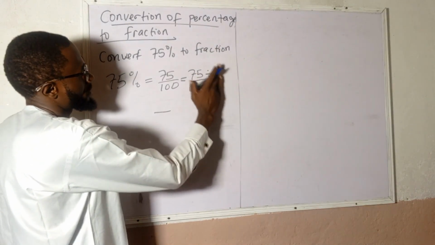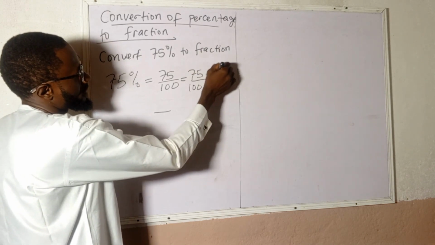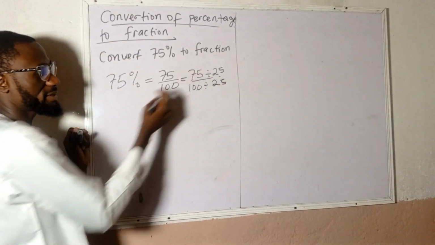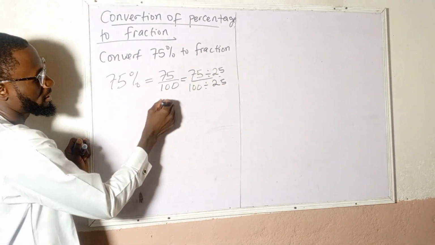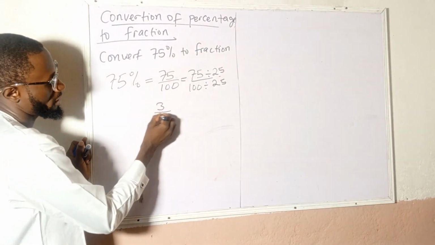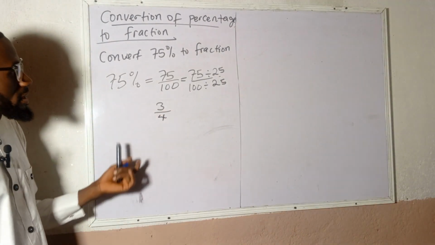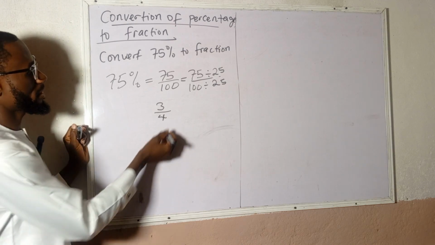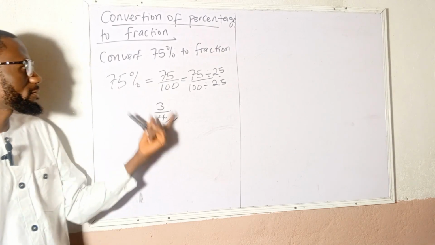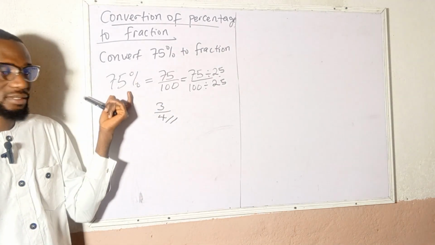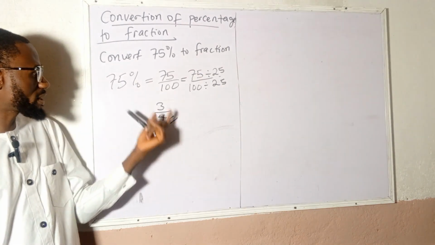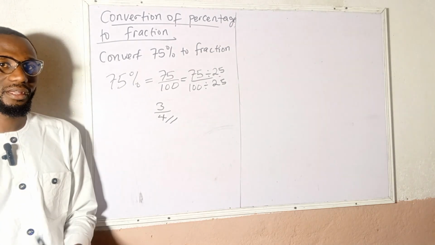Let's use 25. How many 25s here? Let's say 25 also. 25 in 75 is 3. How many 25s do you have in 100? We have 4. Then the next thing to do, we are going to conclude it by saying this is the fraction form of 75%. Once you are asked to convert fraction to percent, this one can change this, also vice versa.